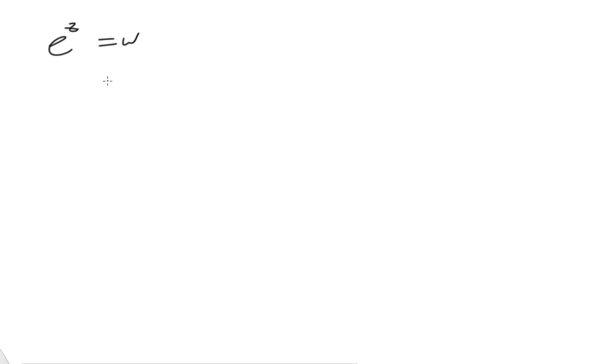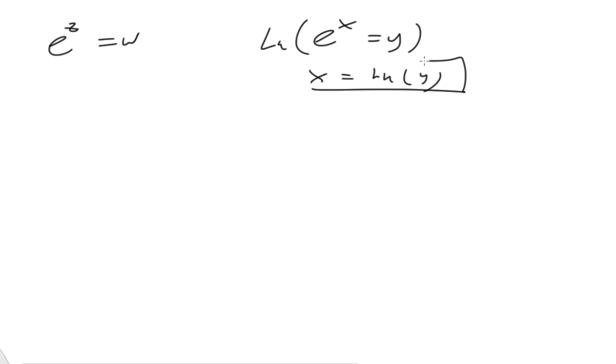Of course, if we had e to the x is equal to y, we would take the natural log of this thing like that, and you'd get x is equal to the natural log of y. But now we need to see, is there a way to invert this equation when we have it like this? So of course we can do something similar.